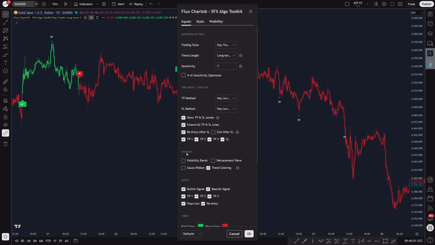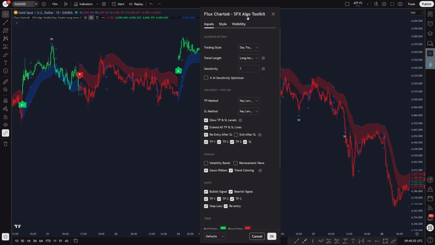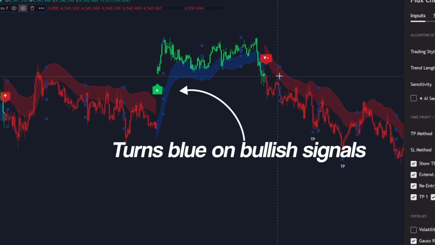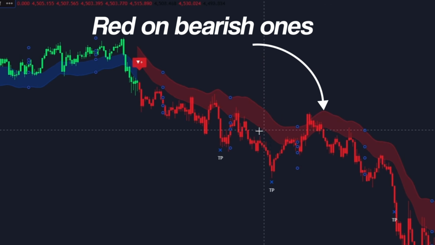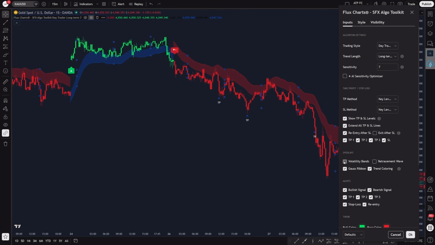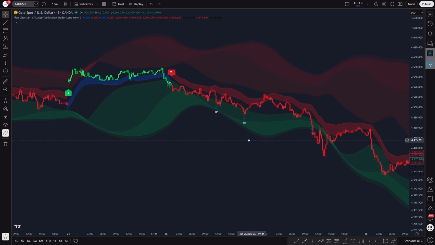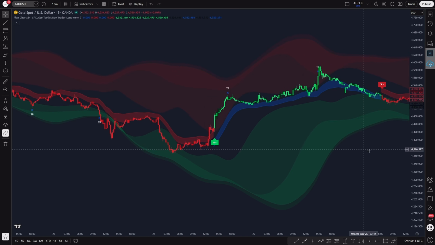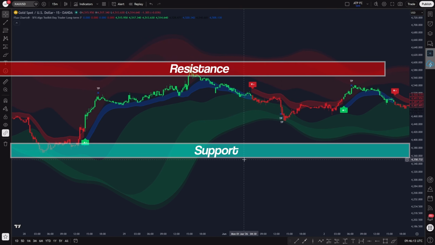It also comes with two optional overlays: the Gauss ribbon, a smoothed band that turns blue on bullish signals and red on bearish ones, useful for spotting pullback and re-entry zones, and the volatility bands, which expand and contract with market conditions and can act as a dynamic support and resistance.